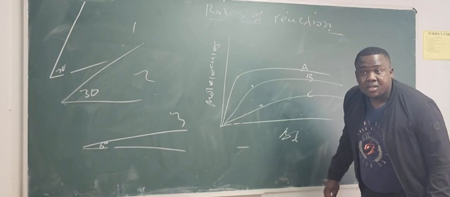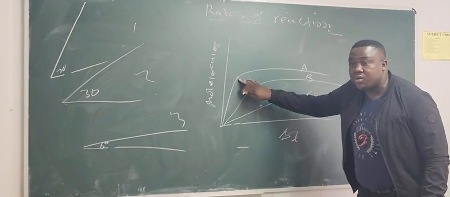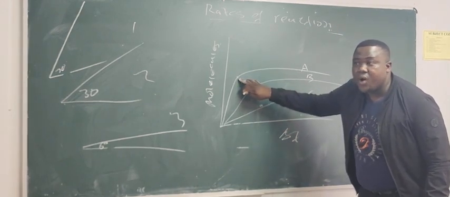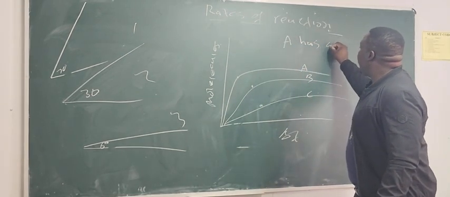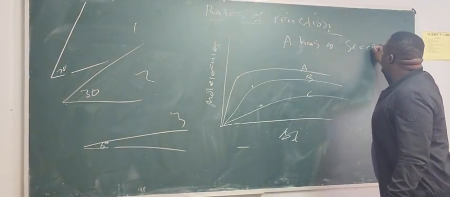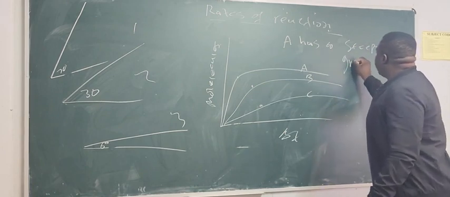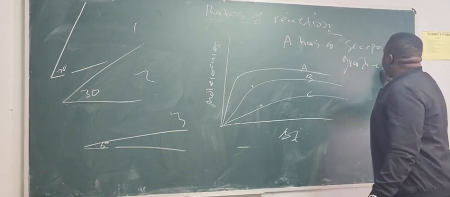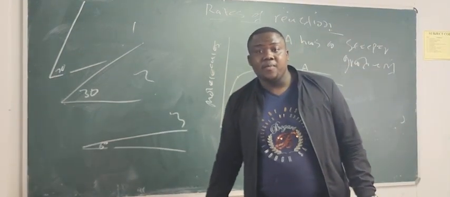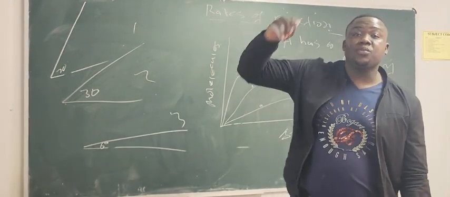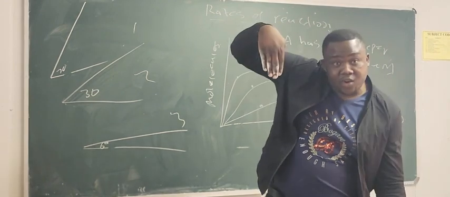At A, the rate of reaction is the fastest. Why A? Because A has a steeper gradient.